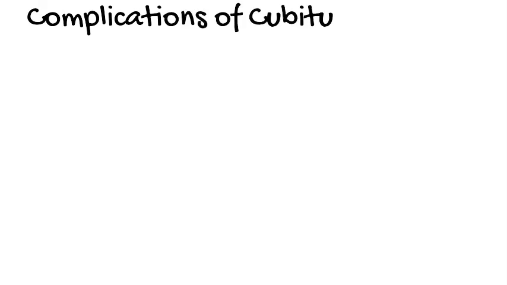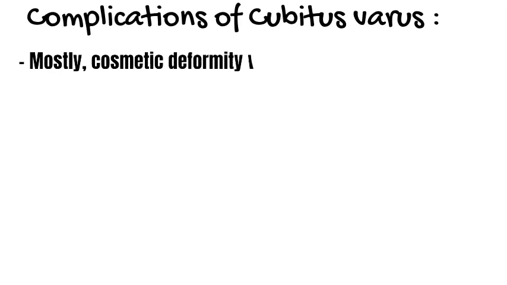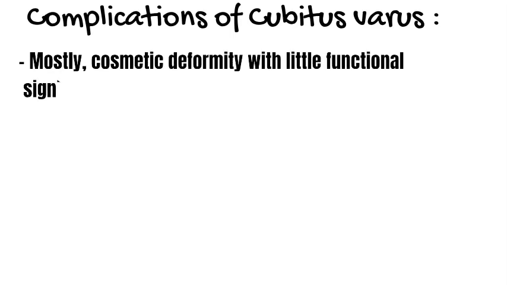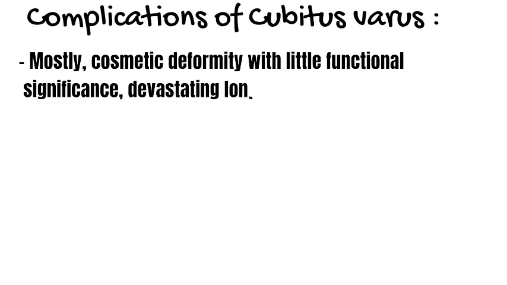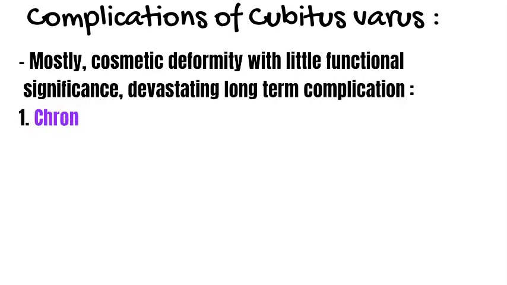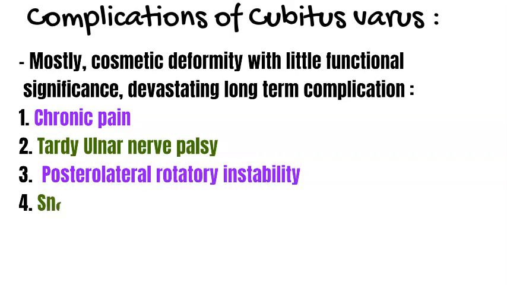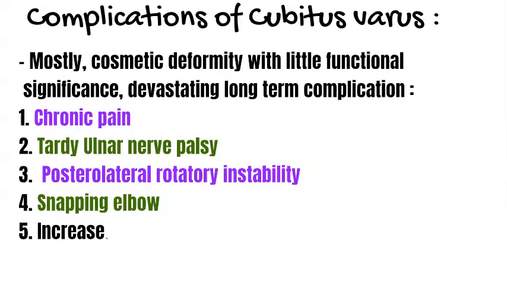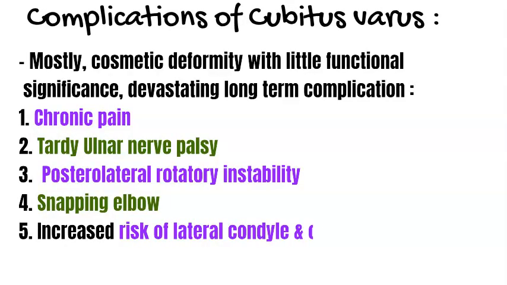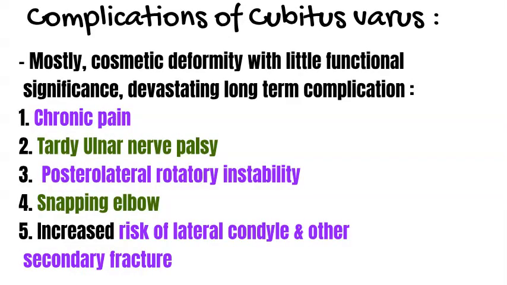Complications of cubitus varus. Mostly a cosmetic deformity with little functional significance, but with devastating long-term complications. These include: 1. Chronic pain, 2. Tardy ulnar nerve palsy, 3. Posterolateral rotatory instability, 4. Snapping elbow, 5. Increased risk of lateral condyle and other secondary fractures.